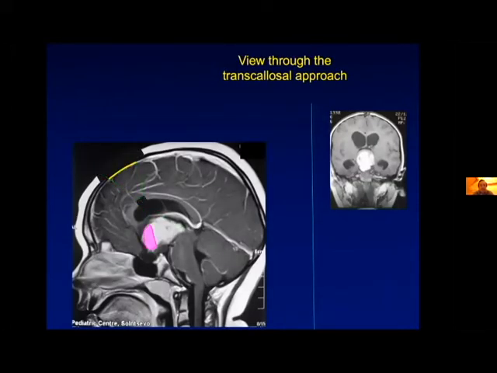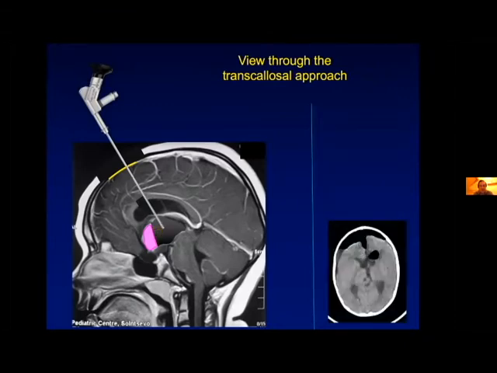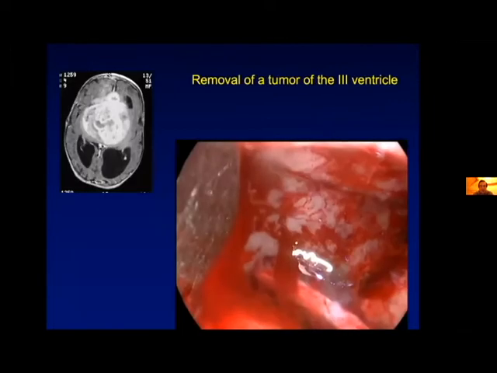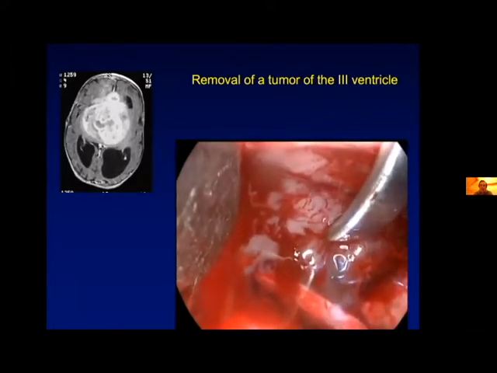Let us look once more at the picture which I have shown you at the beginning of my speech. This was the situation with the microscope. But if we use the endoscope at this step, we can reach this part of the tumor and safely remove it. So let us look at this video.